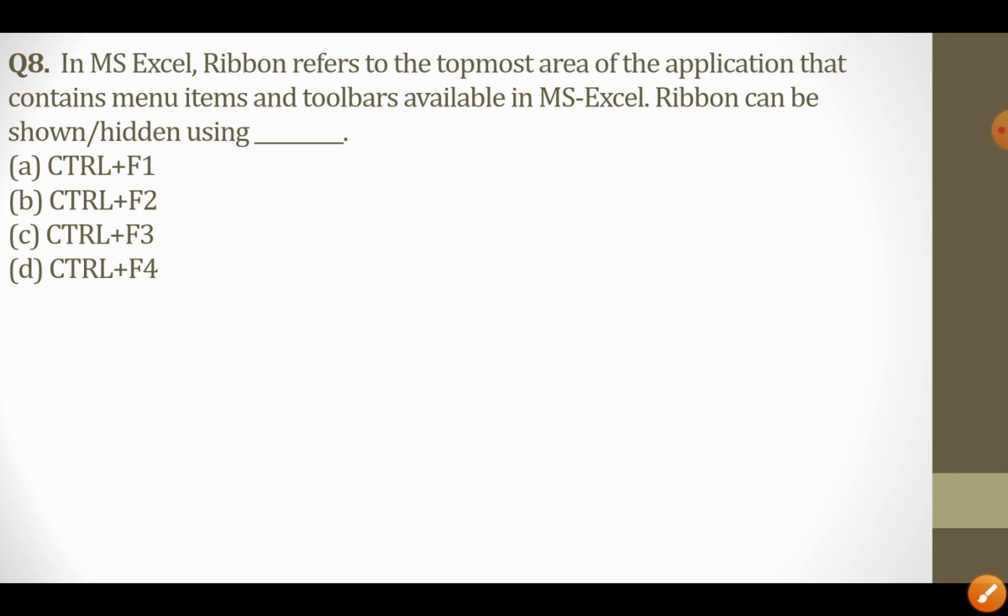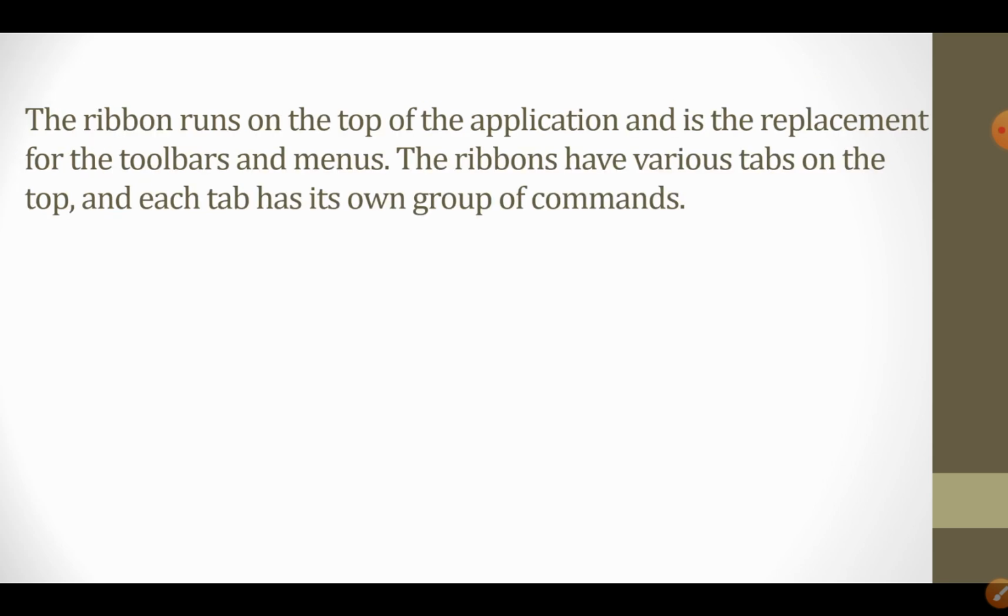This question is from MS Excel. In MS Excel, ribbon refers to the topmost area of the application that contains menu items and toolbars available in MS Excel. Ribbon can be shown or hidden using dash. So you have to tell what will be the right answer. The right answer will be option A, Control plus F1.